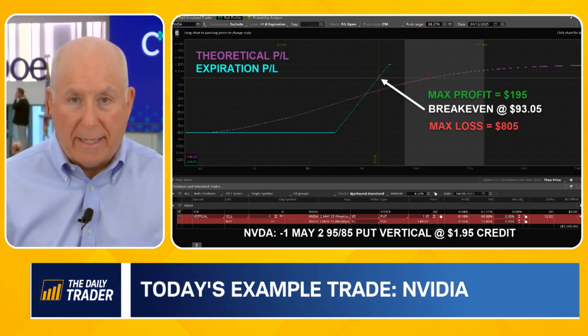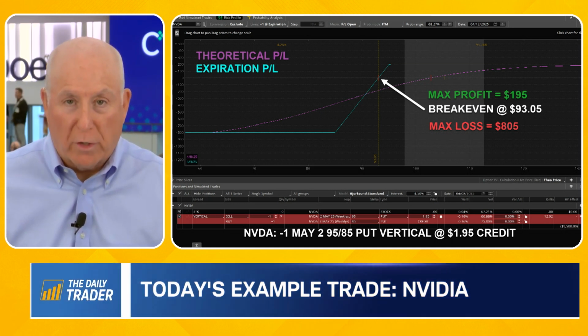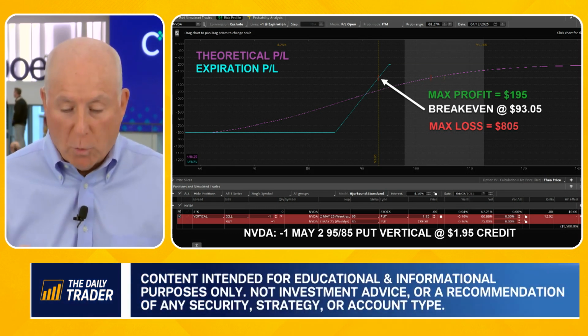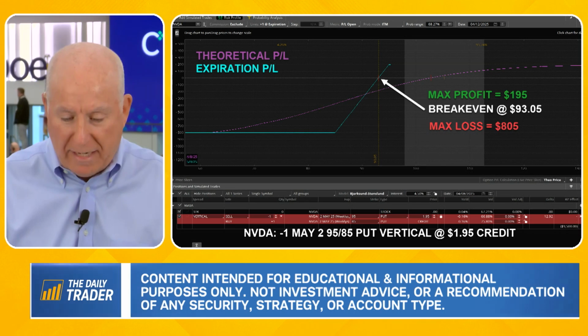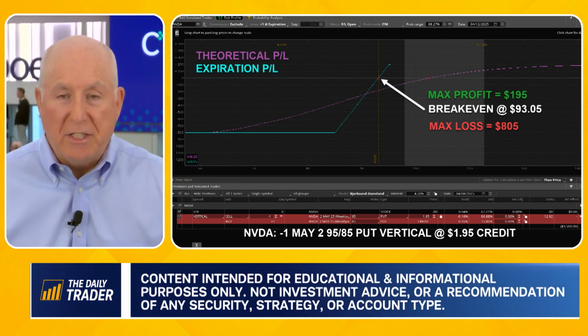the May 2nd 95/85 put vertical in Nvidia. And so we're doing that for a credit. I put it in at 1.95. It's trading closer to 1.55 now as Nvidia has continued to rally.